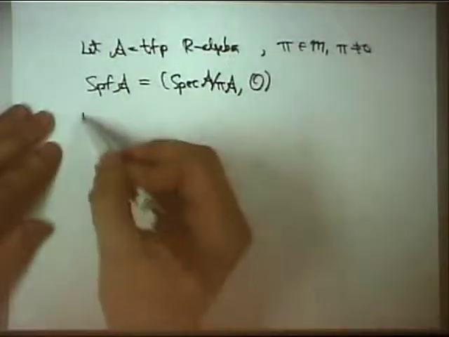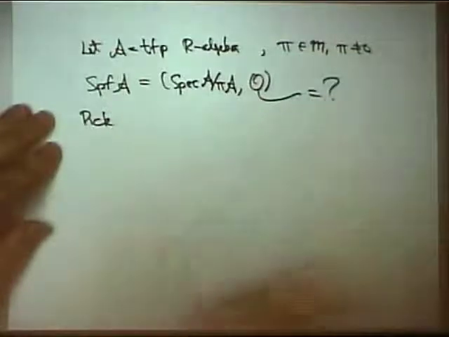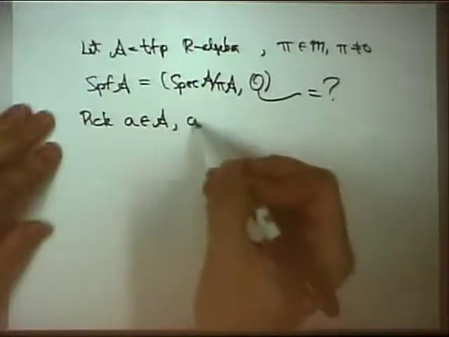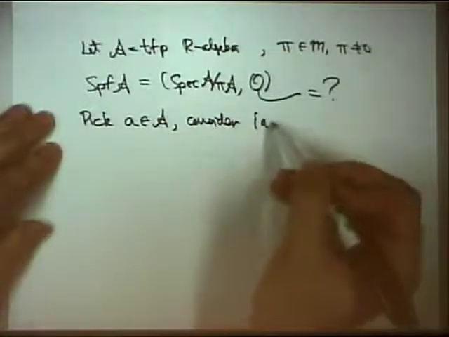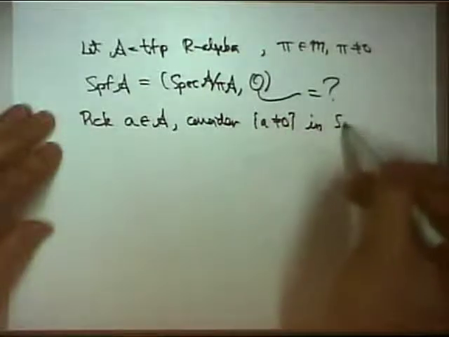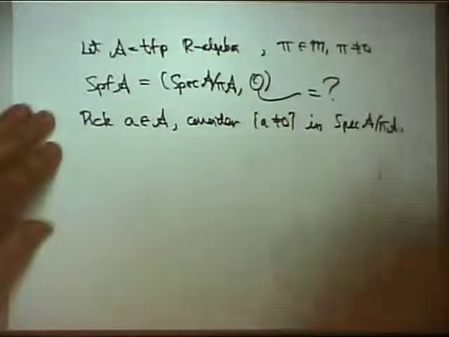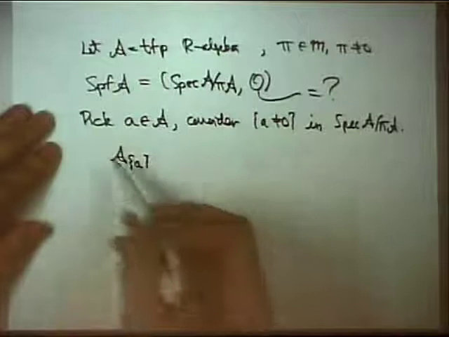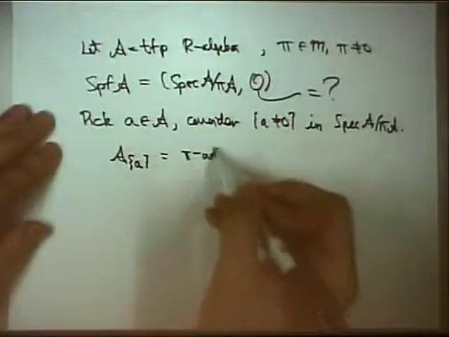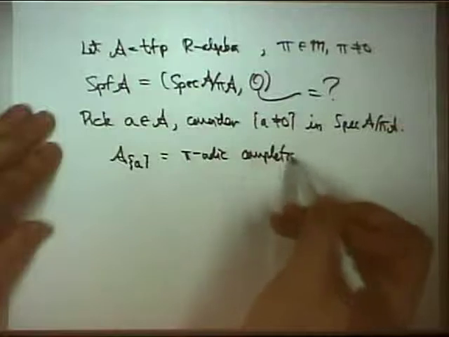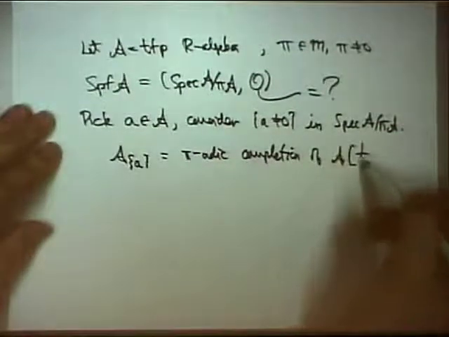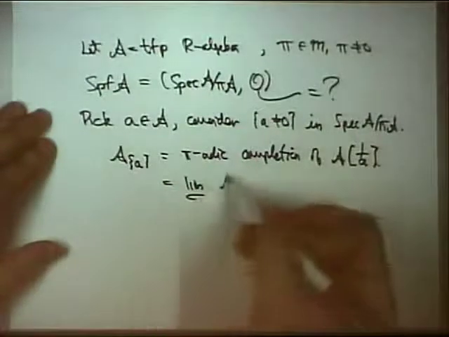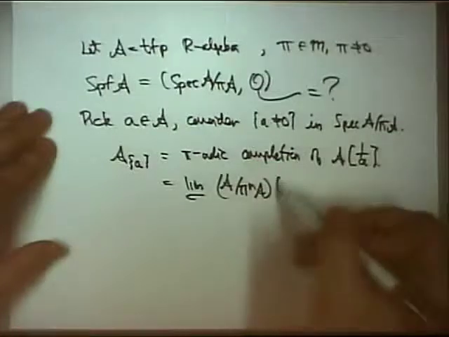Let's pick an element little a in here, and consider the locus a not equal to 0 in here. Okay? So I'm going to define what I'll call A-tilde-sub-a. This is going to be the p-adic completion of the localization. The way you want to think about this is the following: this is the inverse limit of A mod pi^n, with a, bracket 1 over a.